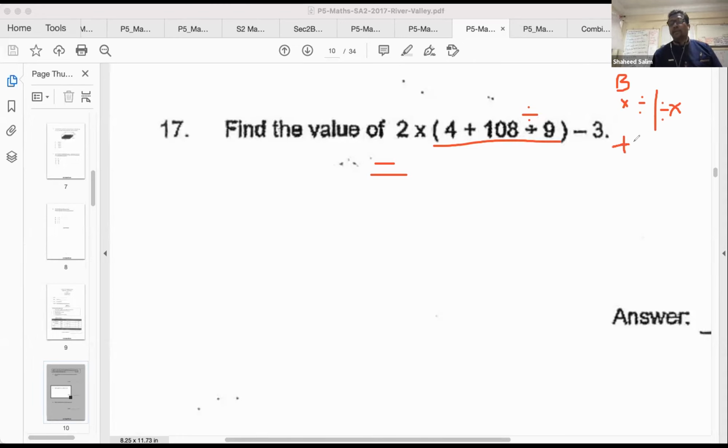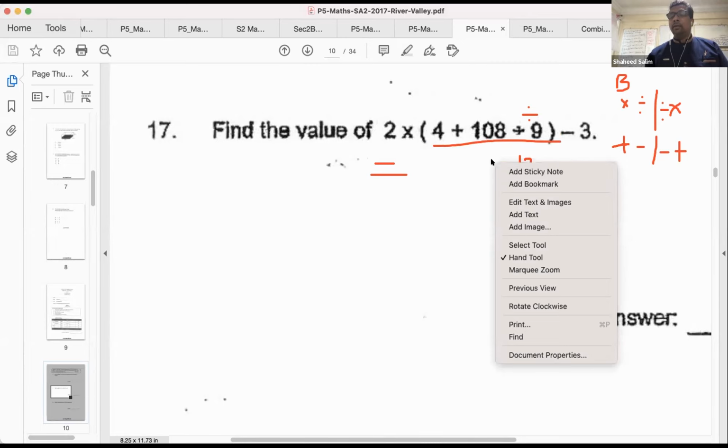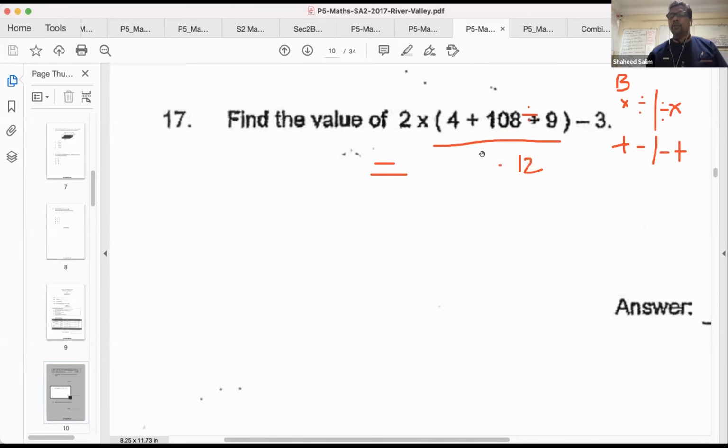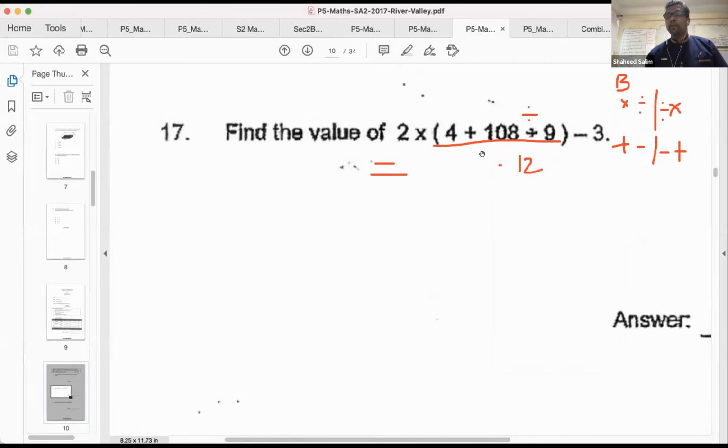Which one you do first, plus or minus? It doesn't matter, whether plus or minus, you must do the left one first. So now we do bracket. Inside there's plus and divide. Which one we do? Divide first. Then you get 12 out here. How do you get 12? Do the same thing. You can reduce if you want to. So you get 12.